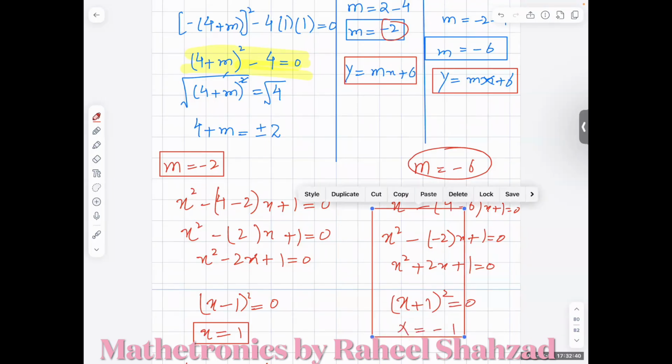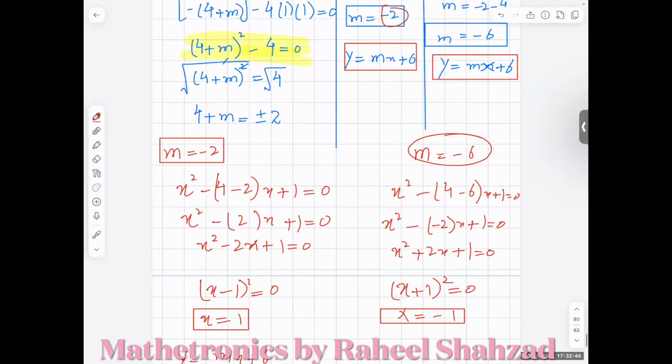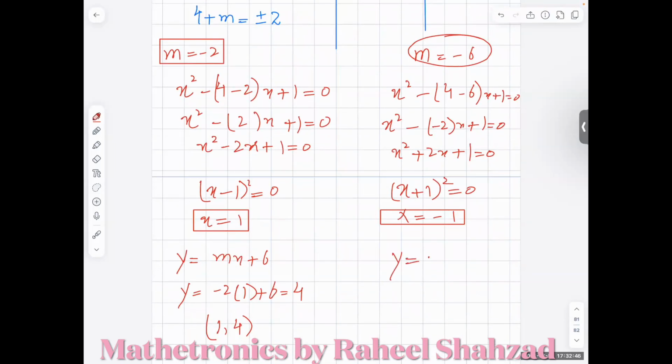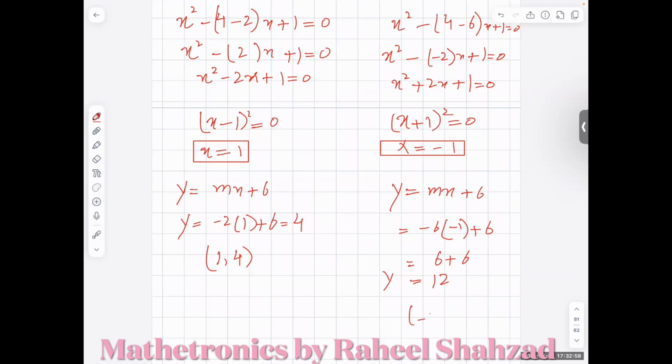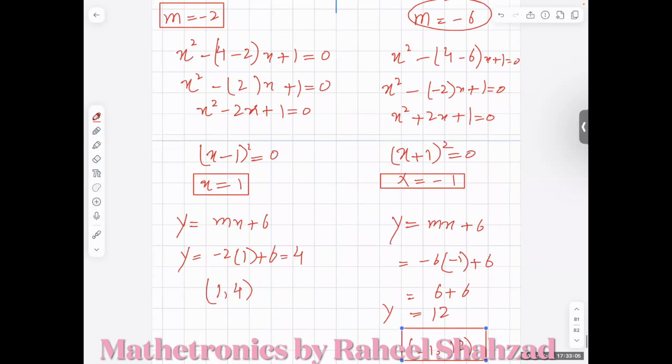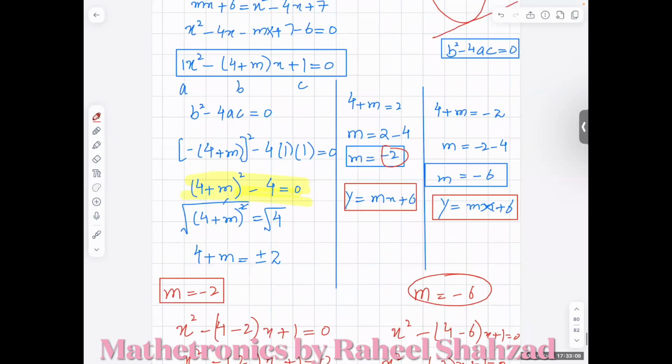And its corresponding value for y would be, we have y equals mx plus 6. So m was minus 6, x is minus 1. That is equal to 12. So y value is 12. So the second option is x is minus 1 and y is 12. Usually if they give this question in exam, it's going to be a 5 or 6 mark question.